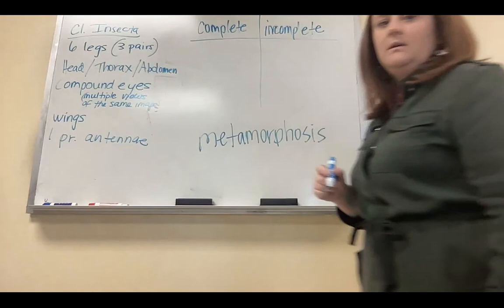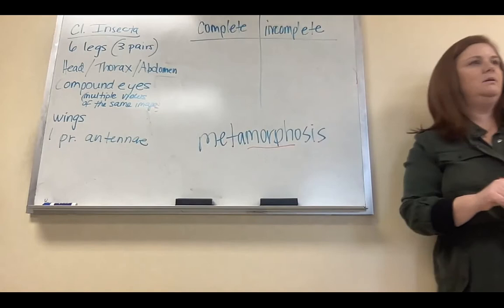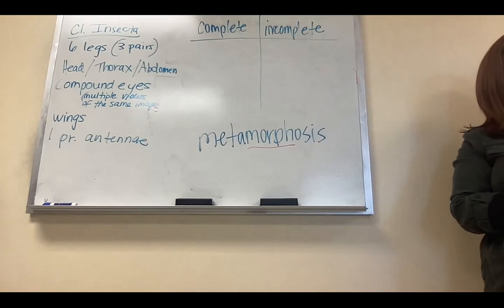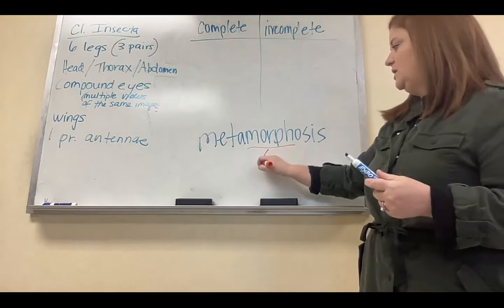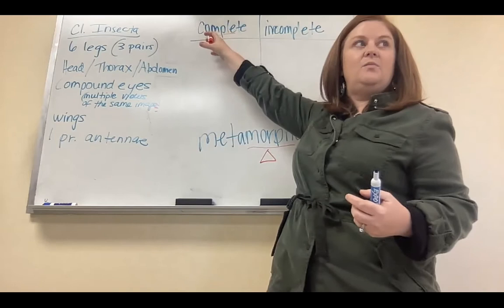Okay, complete versus incomplete metamorphosis. What does this word mean? Morph means change. You ever seen The Matrix? What's the guy's name in it? Morpheus. So morph, I think in chemistry, a triangle represents the word change. Morph means to change. So if I look at complete metamorphosis, I'm saying it is a complete change.